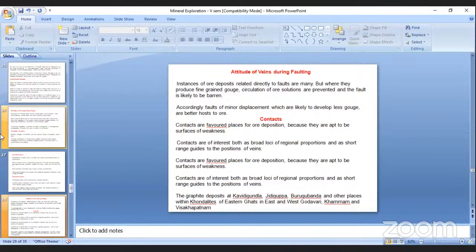And contacts. Contacts are very favorable places for the formation of ore deposits because they have a surface of weakness, so these contacts give space in suitable proportions for the formation of veins, and these veins will be filled by different mineralizations.